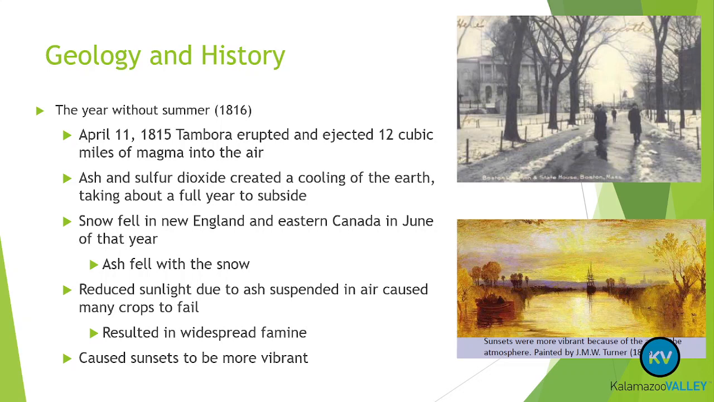This reduced sunlight so much so that it caused several crops to fail and resulted in a widespread, in other words, worldwide famine. On the other hand, it did also cause sunsets to be really vibrant because of the way that the sunlight would reflect off of the suspended ash particles in the stratosphere. So on the right hand side we have a painting by J.M.W. Turner in 1828 reflecting the vibrancy of the sunsets during that year.